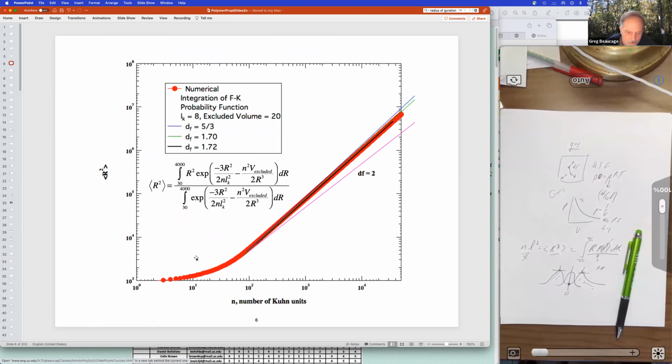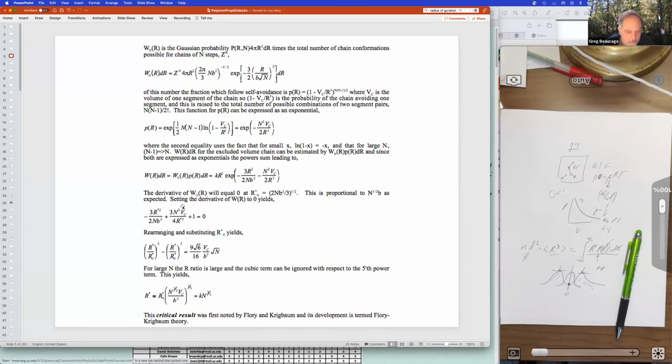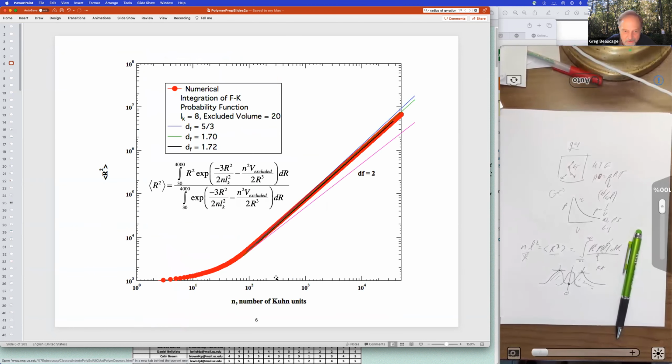So you can see at low n, you have to have a chain above 100 to get the scaling behavior. And the NL squared scaling behavior is this red one, so it deviates from that. You can see the expanded coil R squared is larger than the Gaussian. Then Flory-Krigbaum wanted to analytically solve this. They said that if you expand this out, you get the fifth power and third power. If the coil is expanding to a large size, you can forget about the third power and keep the fifth. Then you can just solve this to find that R star goes as n to the 3/5 power. So there's an approximation involved in the 3/5.